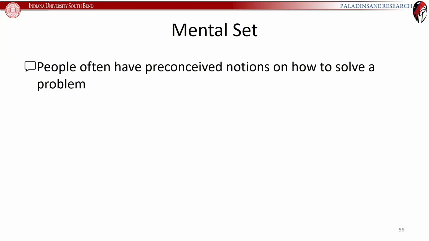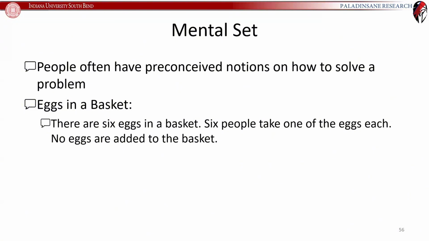Whereas with functional fixedness, you're bringing the ways that you typically use different items, different objects, mental set is when you have been successful in the past with those strategies, and now you bring that to either the continuation of the problem or to a brand new problem. So I'll show you what I mean with the eggs in a basket riddle. So this is the riddle. Let's see if we can solve it.